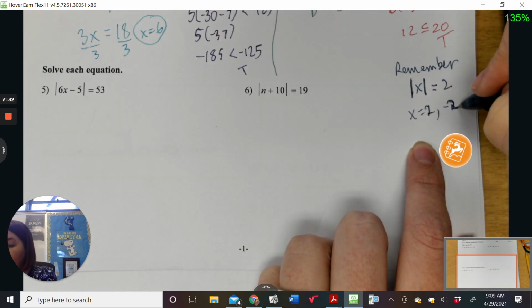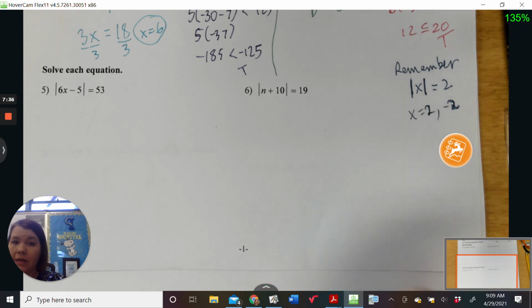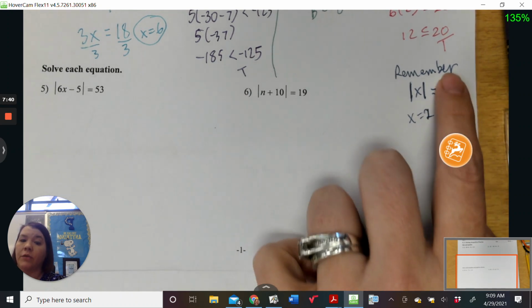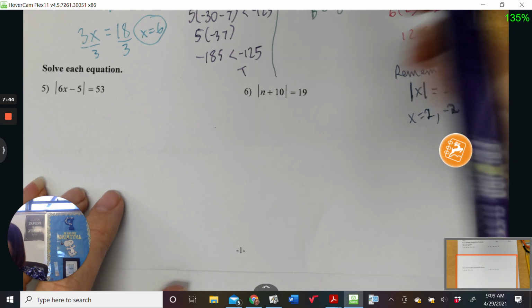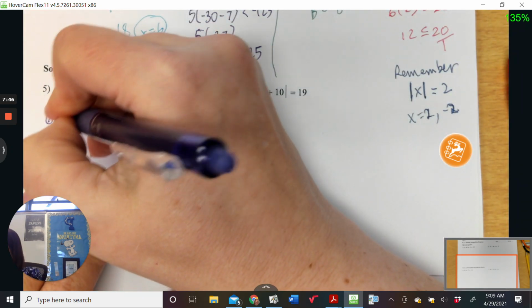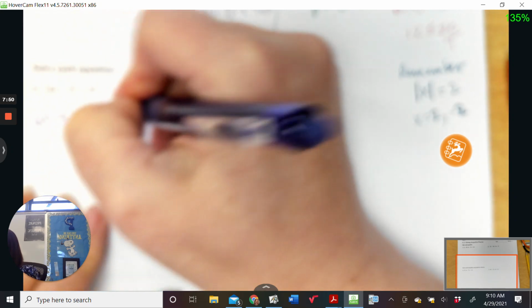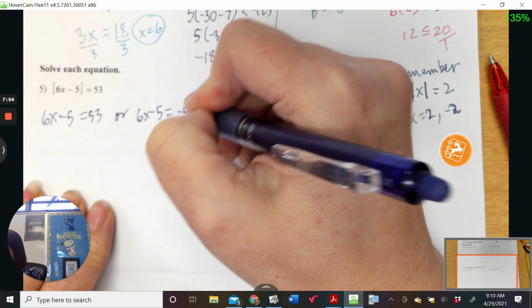The absolute value removes the sign of the result. Not signs anywhere else, but it takes the sign off. When you take the sign off, a positive 2 you can't tell, negative 2 you can, it takes the sign off. So what I know is I have these two equations. 6x minus 5 is 53, or 6x minus 5 is negative 53.